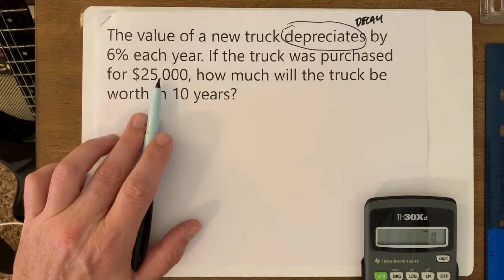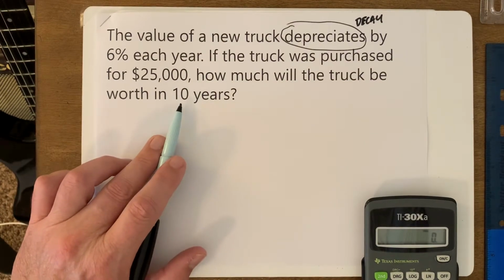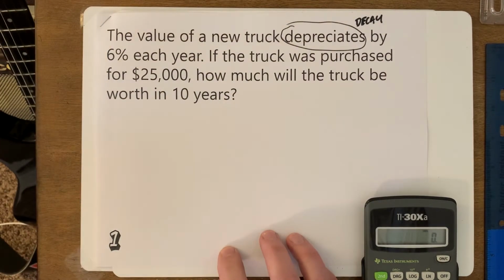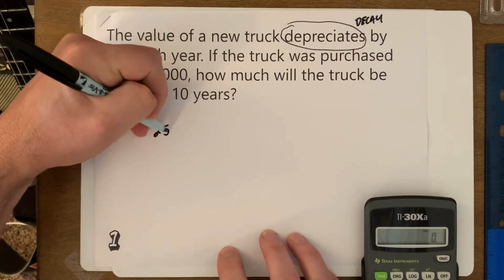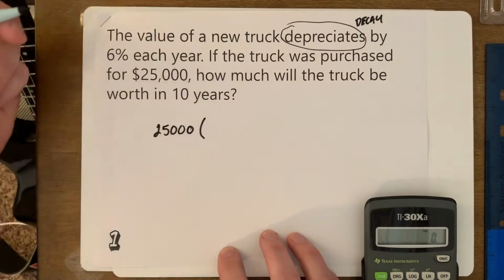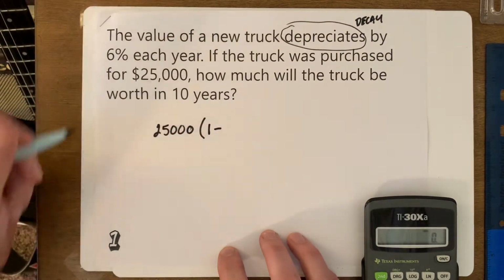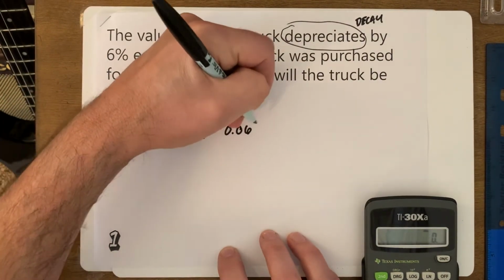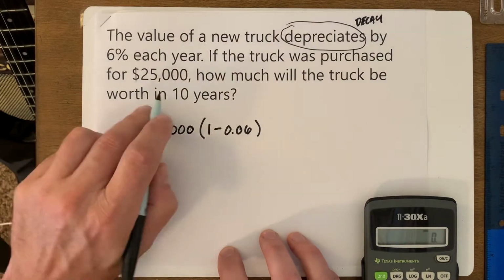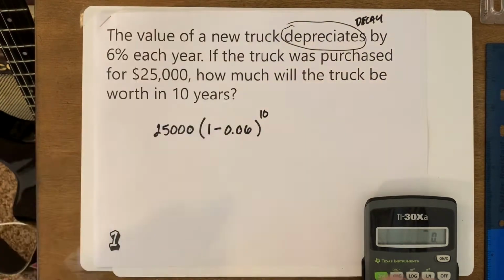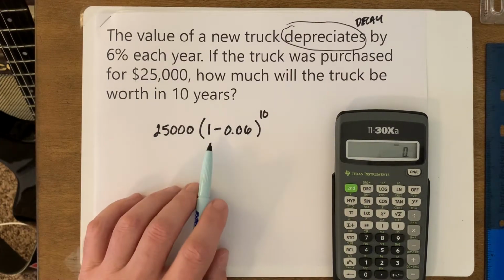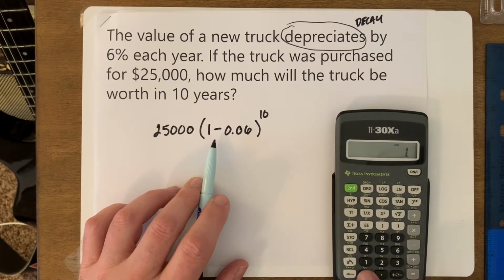And then we have our initial amount, 25,000, and then we have 10, and that's going to be our X, or our independent variable. So what we're looking for is 25,000 times, parentheses, 1 minus, because it's decay, 6% would be 0.06, and we're going to raise that to the number of years, which is 10. All right, so now we're going to put that in our calculator. And so if we have a TI30, then we're going to have to do this first in parentheses. 1 minus 0.06 equals 0.94.